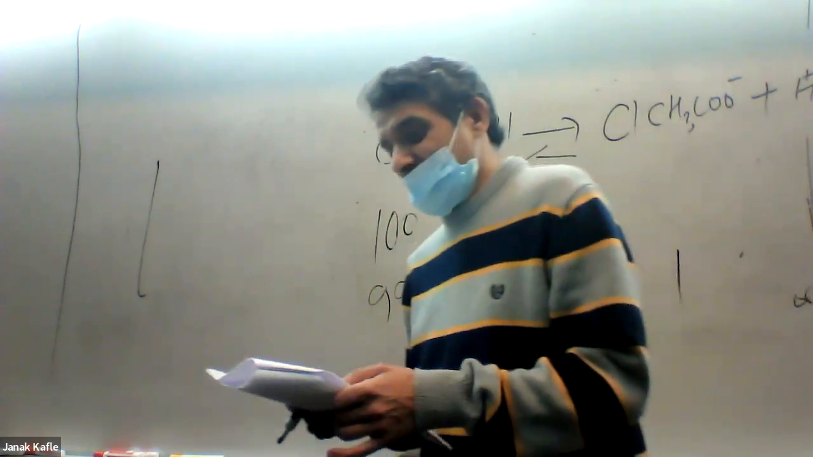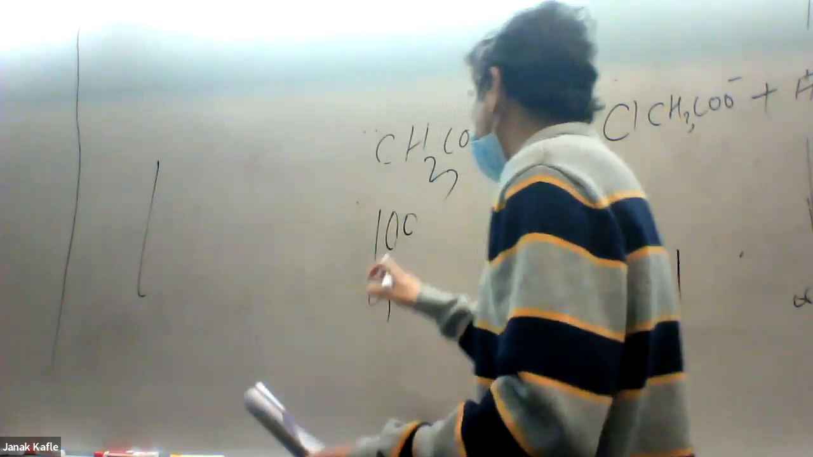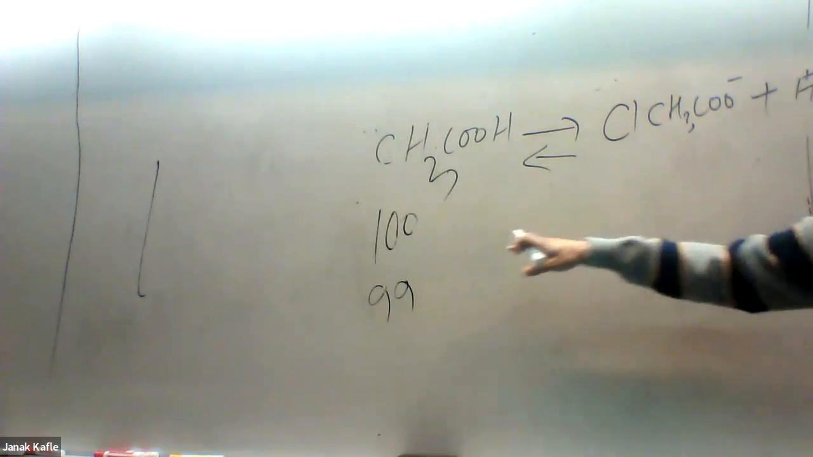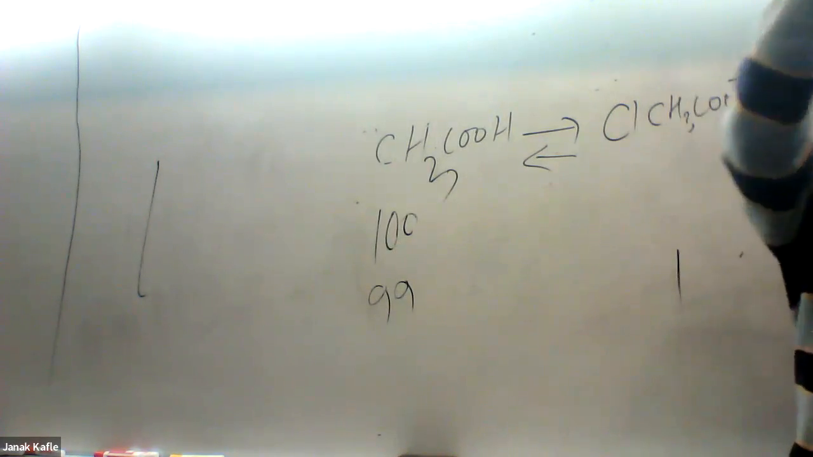So the last statement is wrong: all chemical reactions are product favored at equilibrium. Not true. This is clearly not product favored. Only one particle is breaking out of 100, so this is definitely not product favored.